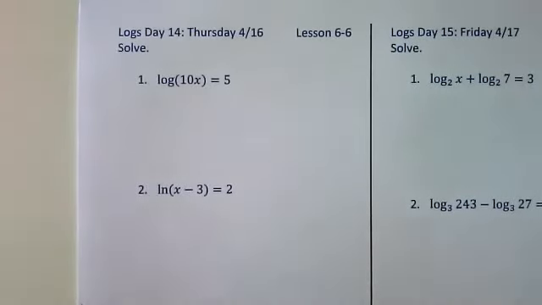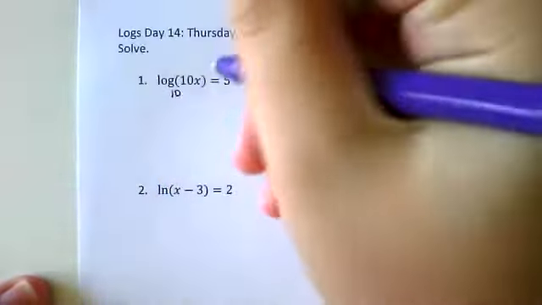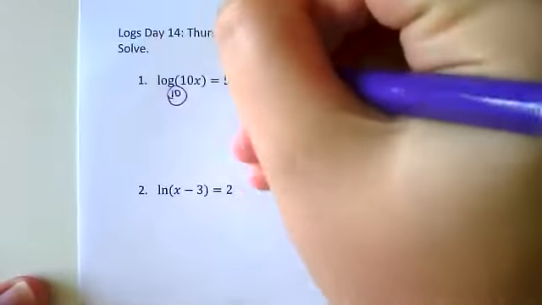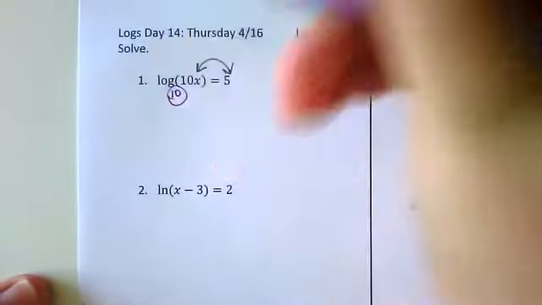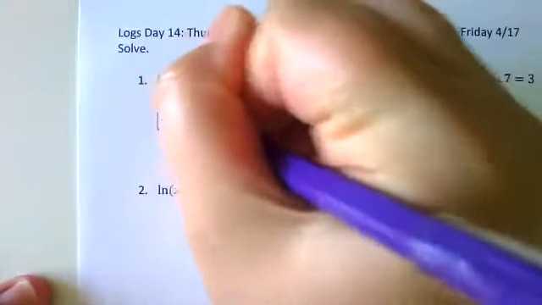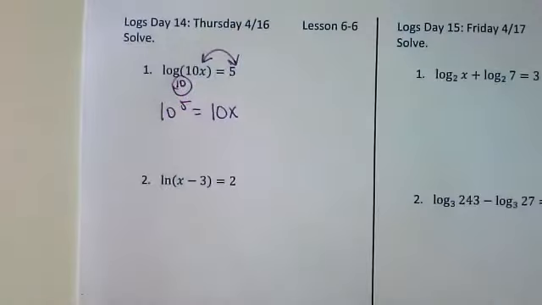So for these questions, you're changing the log into an exponential. So remember, to change into an exponential, you have to take the base and then swap the other two numbers. So my base here is 10 because there's none written. So I take the 10 and then I swap these other two numbers. So it's 10 to the 5th equals 10x, and then we're just solving.